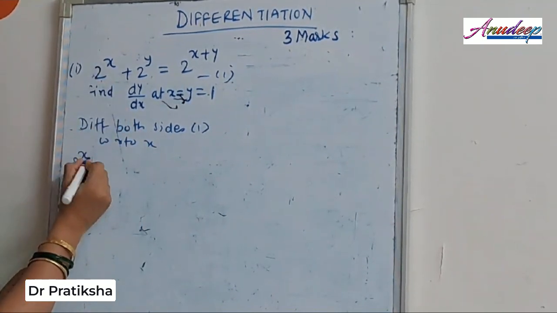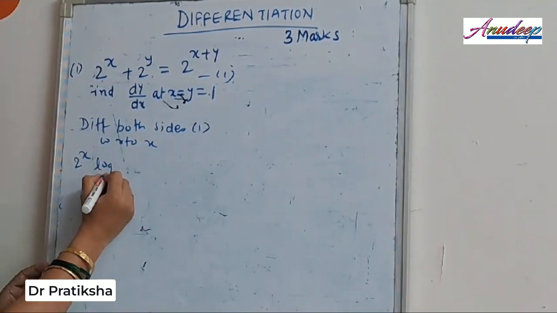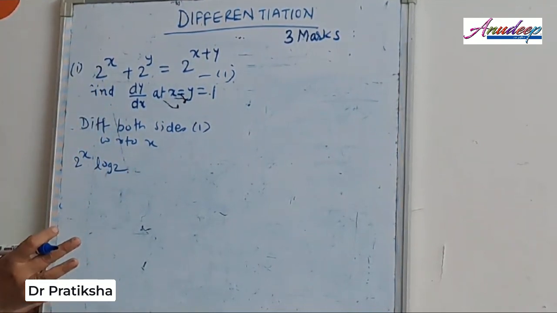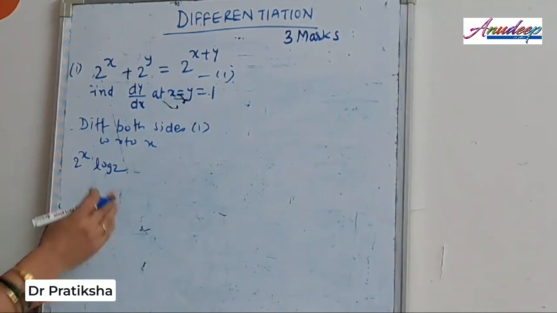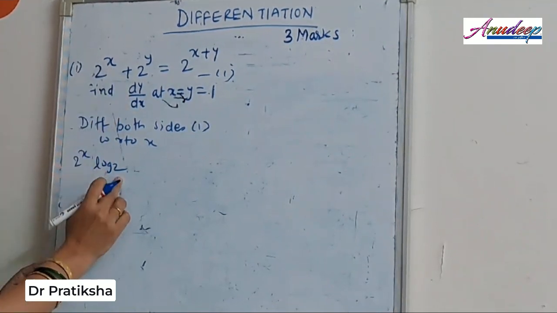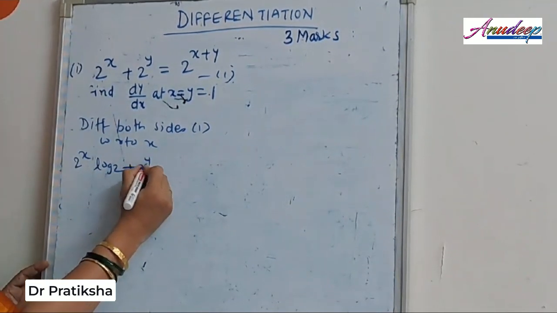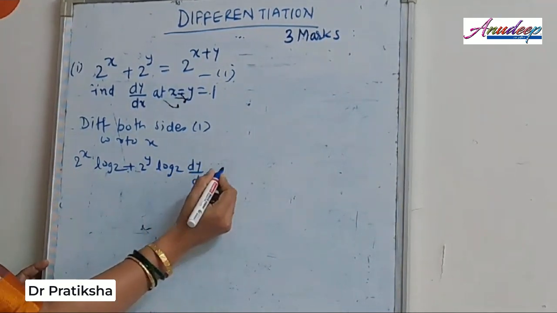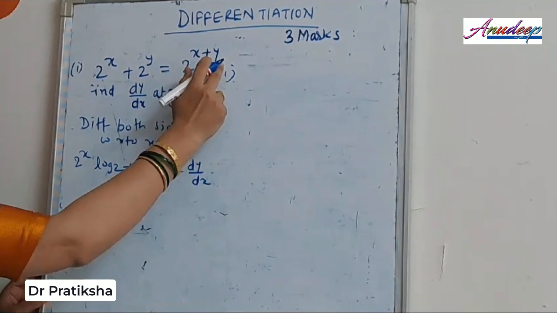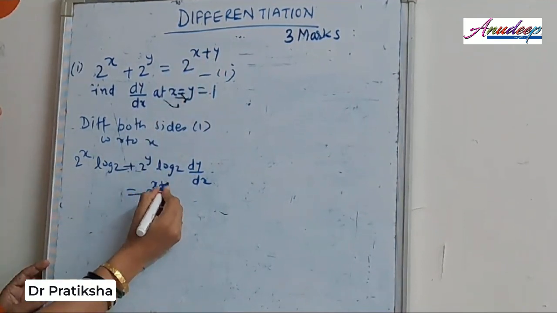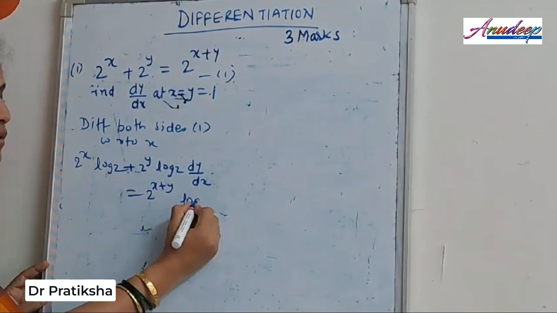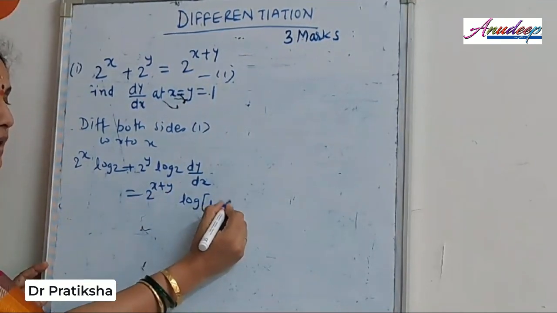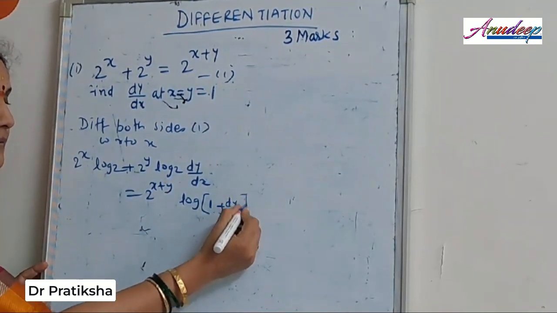So you get 2 raised to x into log of 2. As soon as you see the term 2 raised to x, you recollect the formula for a raised to x, so it is a raised to x log a. Similarly, it will be 2 raised to x into log 2 plus 2 raised to y log 2 into dy by dx. It is equal to, on the right hand side, 2 raised to x plus y log of 2 into the derivative of x, that is 1, plus the derivative of y, that is dy by dx.